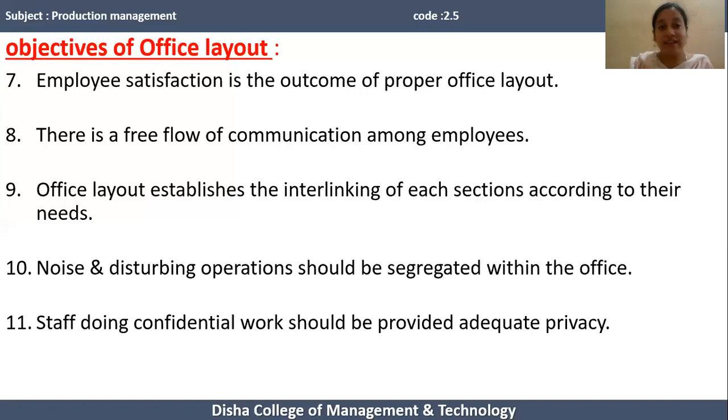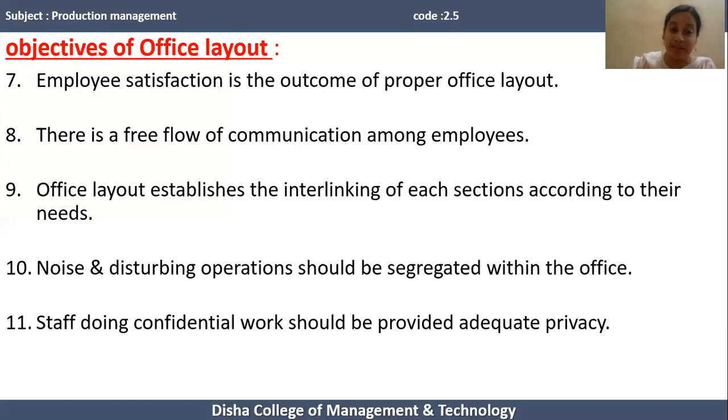Next, employee satisfaction is the outcome of proper office layout. If everything is arranged in the most effective way, then employees of the organization get utmost satisfaction. There is a free flow of communication among employees. If every section is arranged according to the requirement, then there is a free flow of communication and a free flow of work within the office, and the employees also get satisfaction out of that.